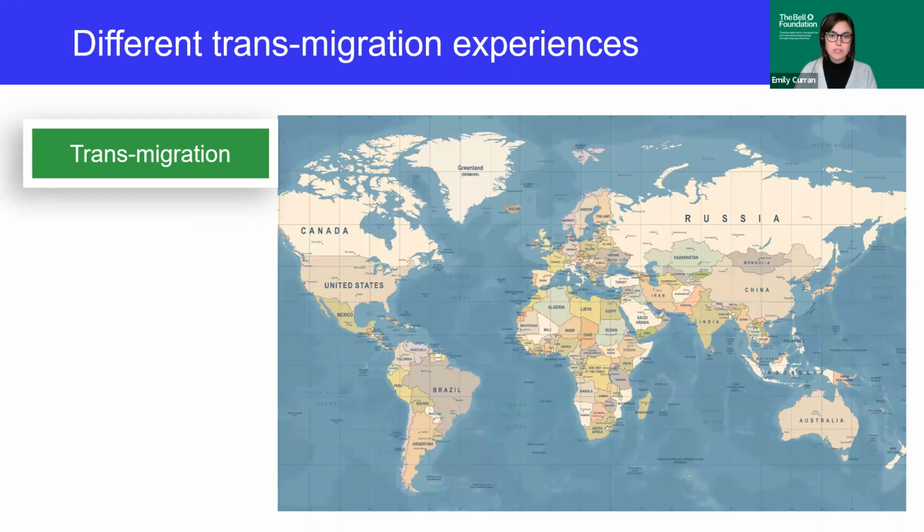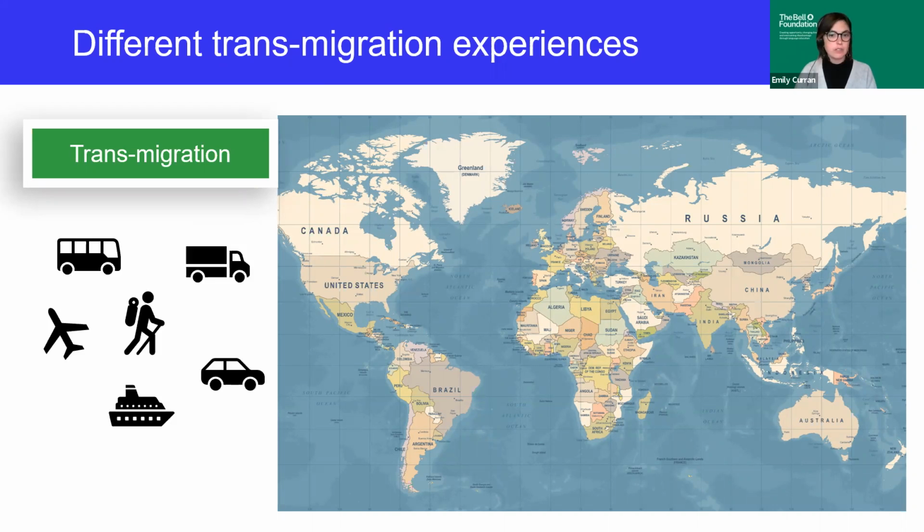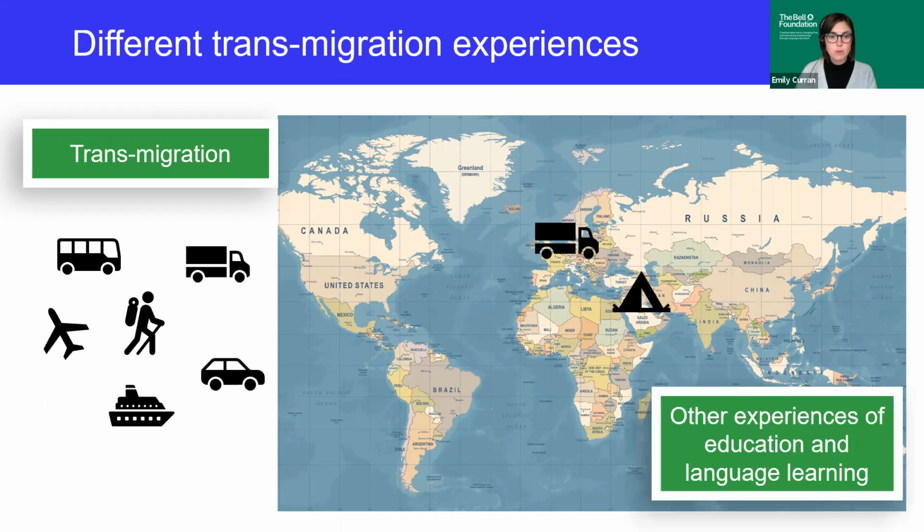In terms of transmigration, children may have travelled in different ways, directly by an organised flight, or a long difficult journey through several countries, possibly in the hands of traffickers, and possibly separated from family members. They may have spent long periods of time in refugee camps, or have spent time living in another country. And in all of those places, they may have had other experiences of education and language learning.